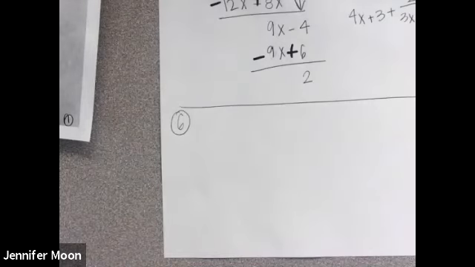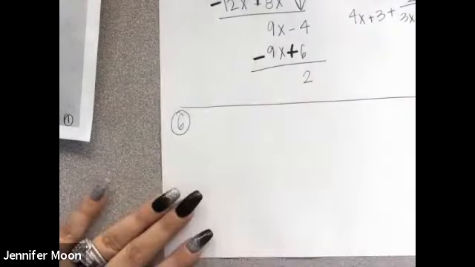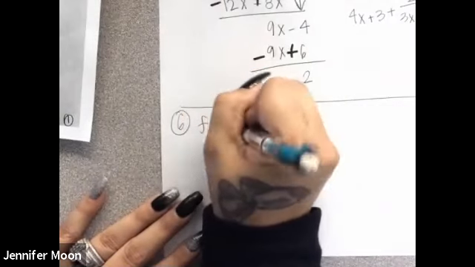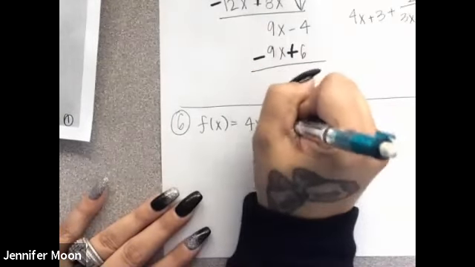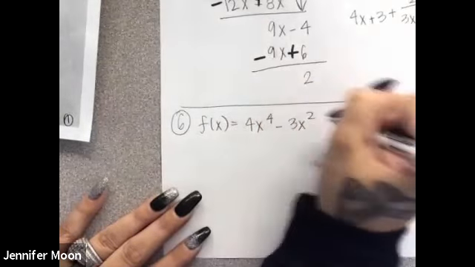And the rational zero theorem just states that what you can do is take the constant and its factors and divide it by the leading coefficient and its factors, and all the different combinations that you get are all the different possible zeros, making sure to take positive and negative of both of them, right? So the function I have is f of x equals 4x to the 4th minus 3x squared plus 2.